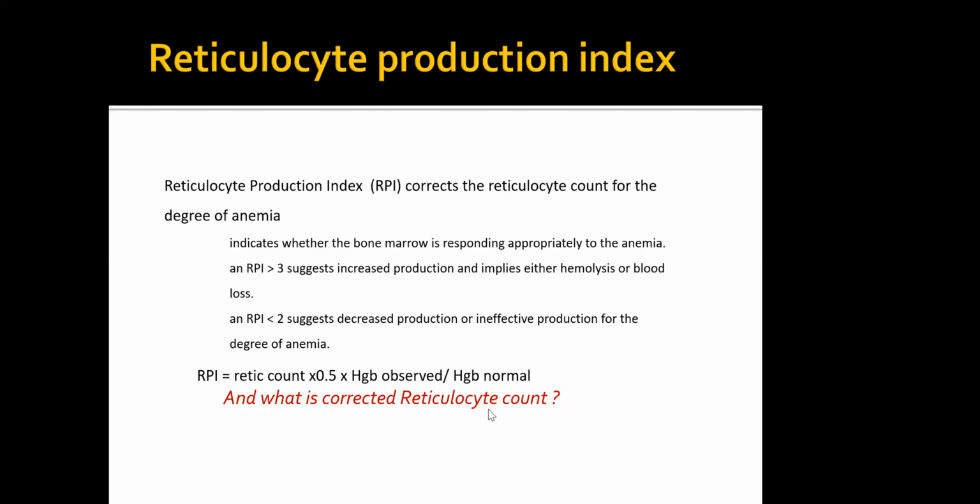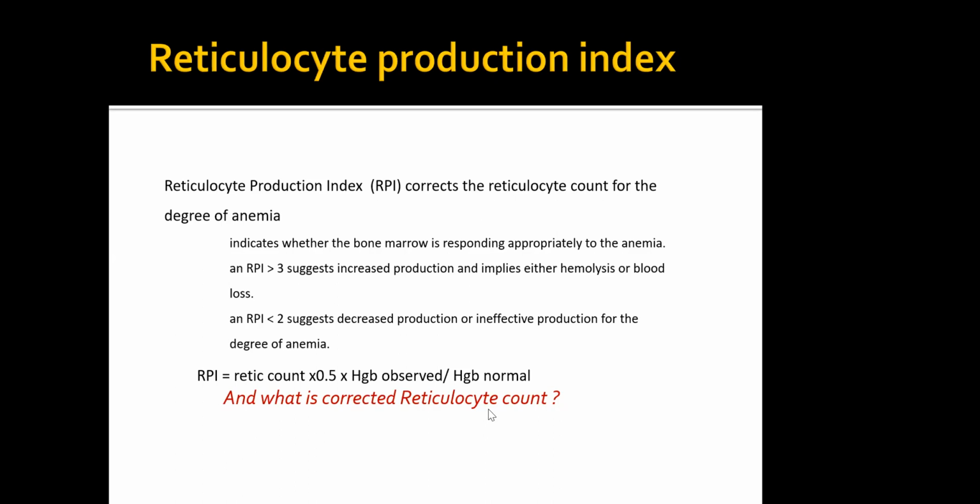You have to look at the corrected reticulocyte count, also called the reticulocyte production index, which is your reticulocyte count times 0.5 times the correction factor. That is something we need to look out for. If it is more than 3, then you know this is a hemolytic anemia, and if you have an RPI less than 2, then you're looking at ineffective or decreased production in these patients.